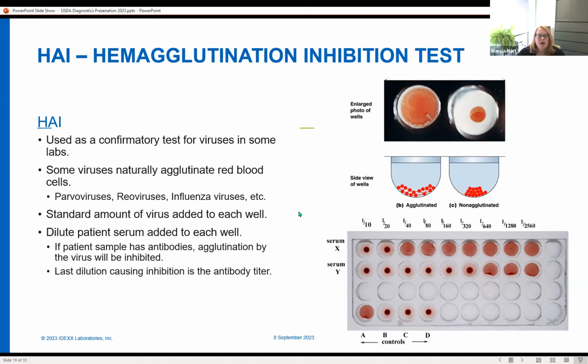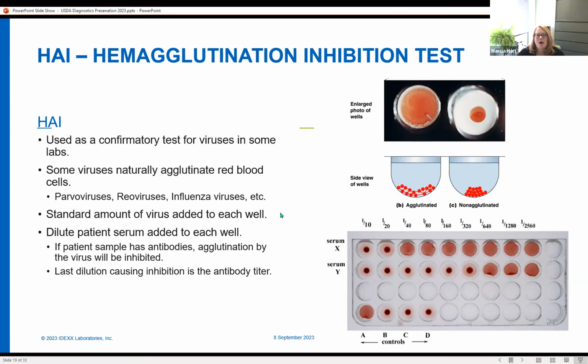So usually what we do then is when we look at the plates, we're looking for antibody titers. So where does this inhibition stop? So you can see that in serum X, my patient stopped. So I didn't have antibodies that were able to inhibit agglutination at 1 to 40. So my viral titer then, or my antibody titer rather, is at 1 to 20. You can see this patient had a much higher antibody titer, and it didn't stop agglutination clear out to 320. So that's the antibody titer for that particular patient.